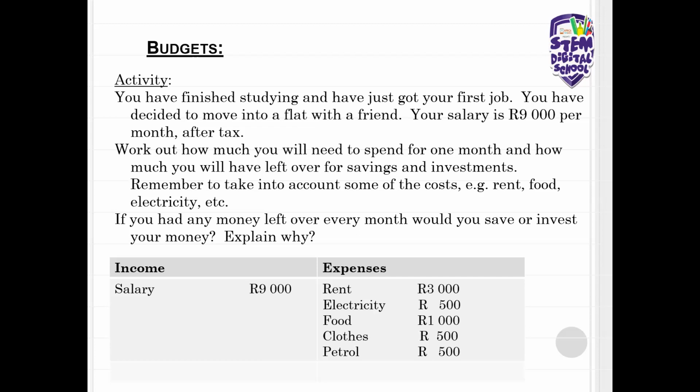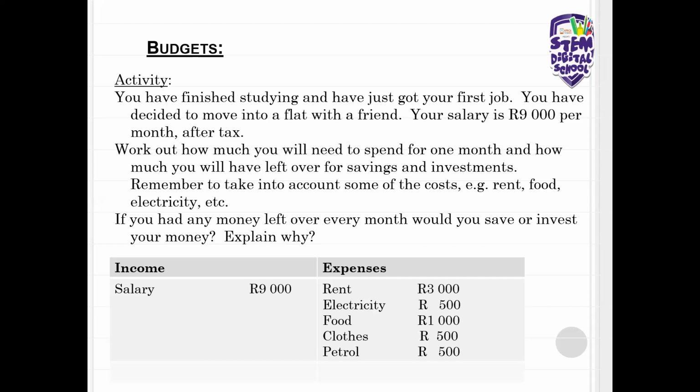So you take your monthly salary of 9,000 Rand, and then you subtract all your expenses. Okay, expenses, so we said 3,000 Rand for the rent, minus 500 Rand for the electricity, minus 1,000 Rand for food, minus 500 Rand for clothes, and minus another 500 Rand for petrol. So after you have subtracted that, on my calculator, I've got 3,500 Rand left.